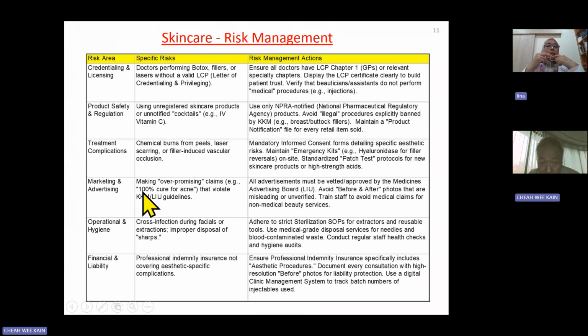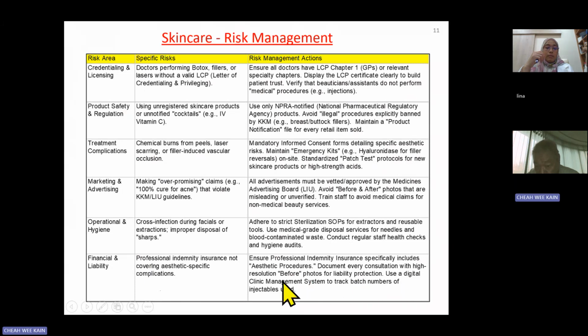Then emergency kit, all this kind of filler on site, standardized patch test protocol for all this kind of thing. Marketing: over-promising, cannot say 100% cure. Cannot, man. Don't play. This kind of advertising cannot be done. Operational hygiene: cross infection during facial, improper disposal of sharps, strict sterilization SOP. Financial: professional indemnity insurance not covering aesthetic-specific complication. So if you are buying professional indemnity, for your staff and maybe for yourself also, please include aesthetic procedures. They may charge you more, but it's better.